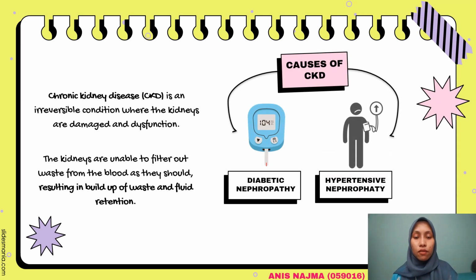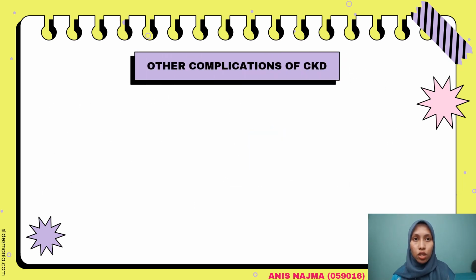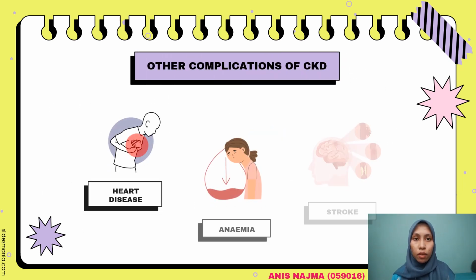However, unhealthy lifestyle and consumption of a diet high in salt or sugar can cause development of diabetes and high blood pressure, which both are significant risk factors for chronic kidney disease (CKD), also known as chronic renal failure. CKD is an irreversible condition where our kidneys are damaged and lose function. Because of that, the kidneys are unable to filter out waste from the blood as they should, resulting in buildup of waste and fluid retention. Unmanaged CKD eventually leads to other health complications such as heart disease, anemia, and stroke.